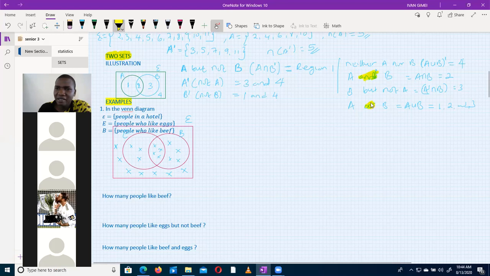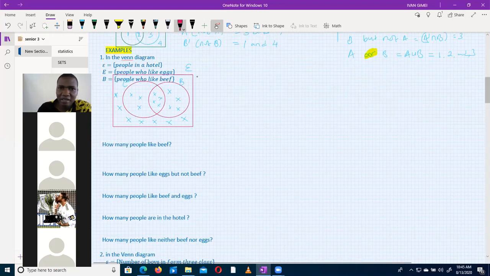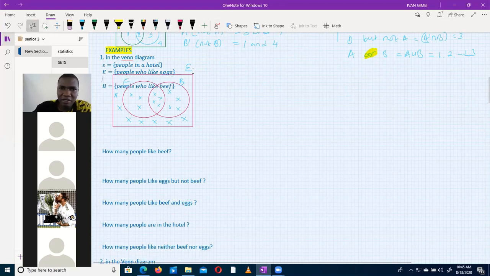You'll even find this when you go to A level and you're doing statistics and probabilities. We don't have the topic sets in A level, but we have probabilities. And under probabilities, we look at these same terms: union, intersection, or, and those things. So having had a recap of what sets are, let's go ahead and look at how we can apply that in these examples.